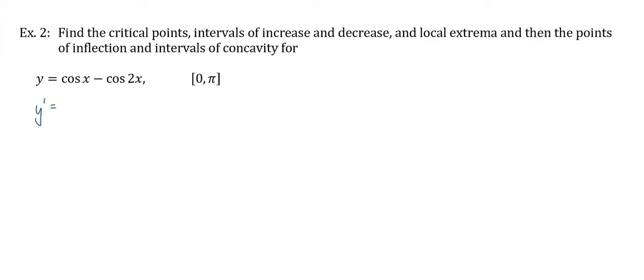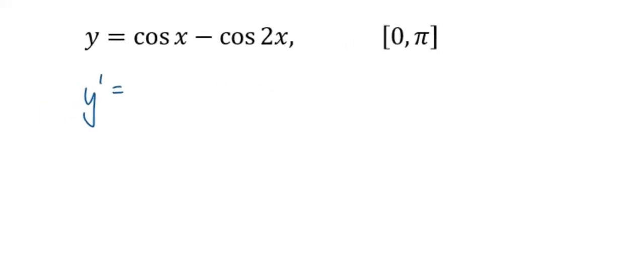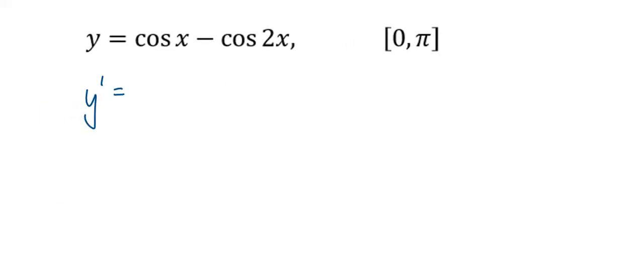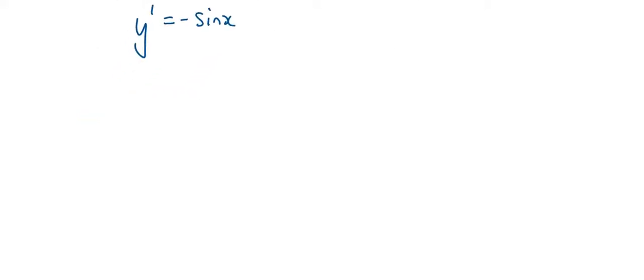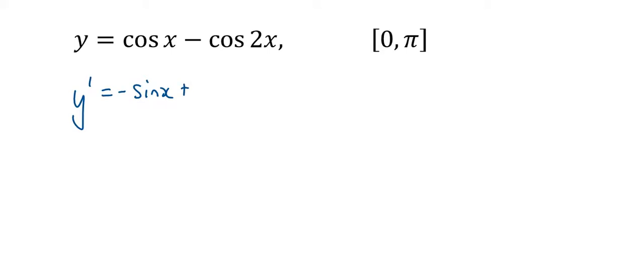Everybody okay? Got this copied down? So derivative of cos is negative sine. And again, there's no exponent here. So derivative of cos is negative sine. This is going to be plus sine 2x times the derivative of the angle. So times 2.